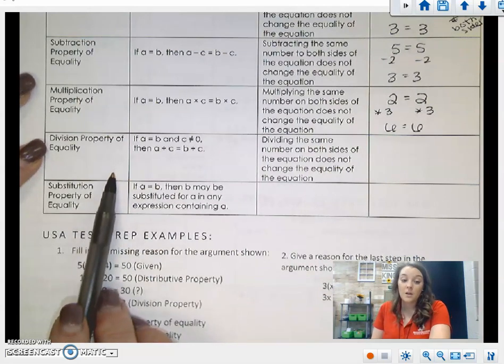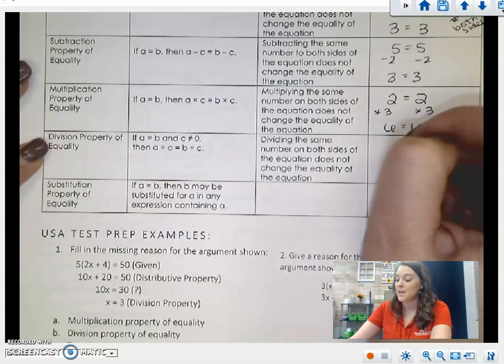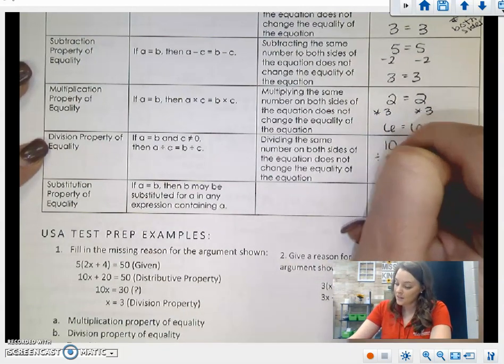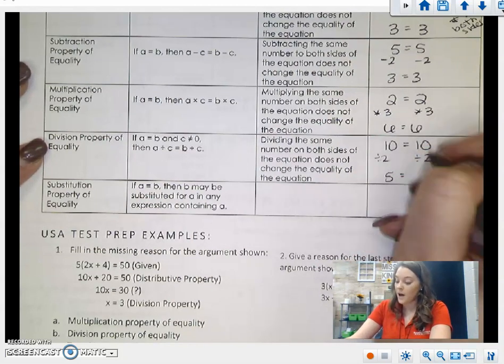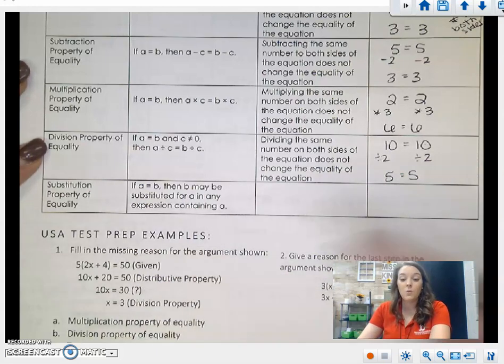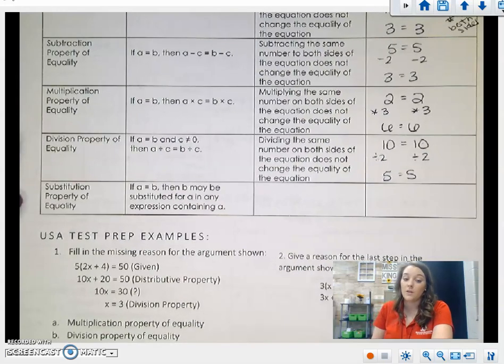Division property of equality, you guessed it, you divide by the same number on both sides. So if I started out with 10 equals 10, and I divide both sides by 2, 10 divided by 2 is 5, equals 10 divided by 2, 5. So whatever you do to one side, you have to do to the other. And that's going to be huge when we start solving equations.